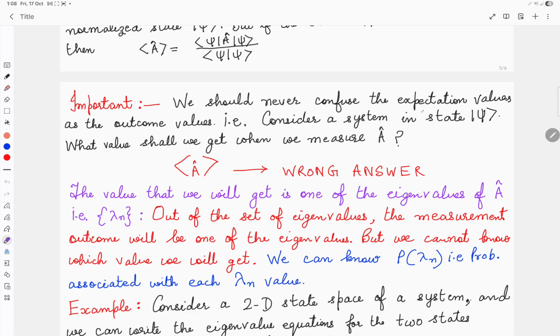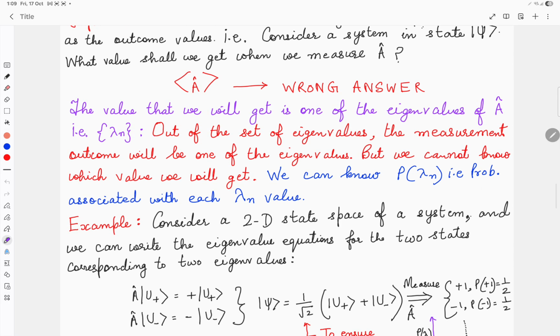That is, consider a system in the ket psi state. What value shall we get when we measure A? That will be the measurement outcome. If we say that it is the expectation value, then it's a wrong answer, absolutely wrong. And I will make certain cases where it will be proved that the expectation values cannot be used as the measurement outcome.